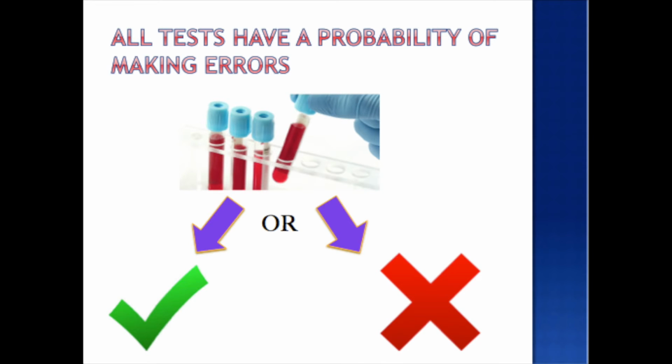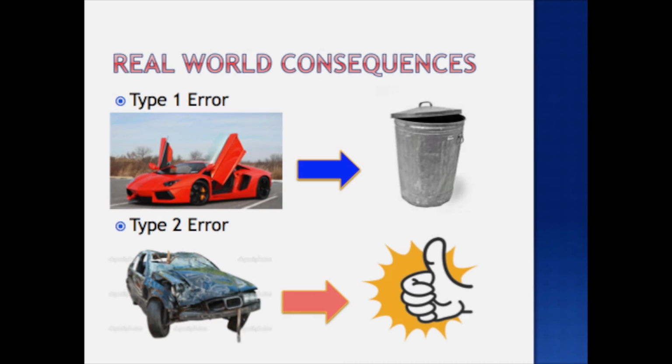All hypothesis tests have a probability of making type 1 and type 2 errors, such as a blood test for a disease. The test will falsely detect the disease in some proportion of people who don't have it, and fail to detect the disease in some amount of people who do have it. Both types of errors pose real-world consequences.